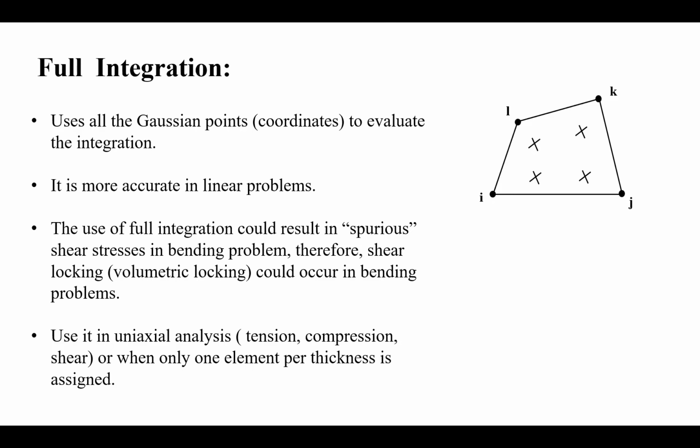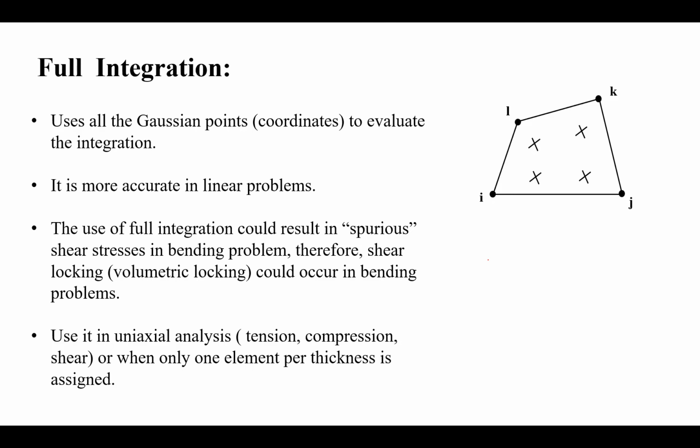Full integration uses all the Gaussian points that it needs. It is more accurate because we are using more integration points, but it also comes with a problem, and that problem is evident when we are talking about the bending of a beam. In a bending problem, some shear forces are created in our model simply because we are using full integration, and they are not actually present. So we call them spurious shear stresses. This phenomenon is called shear locking or volumetric locking. That's the term that is used in FEA extensively, whether the elements can handle shear locking or not.